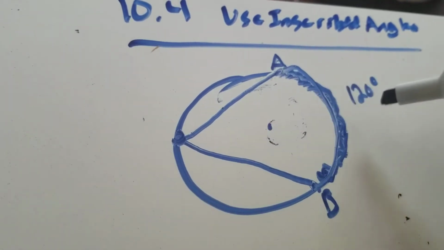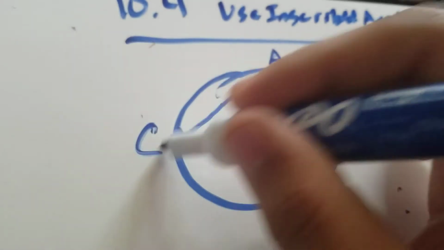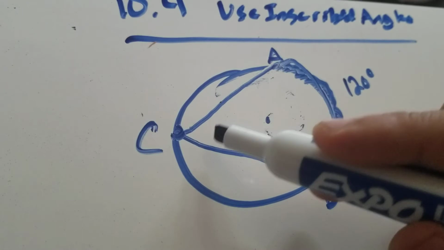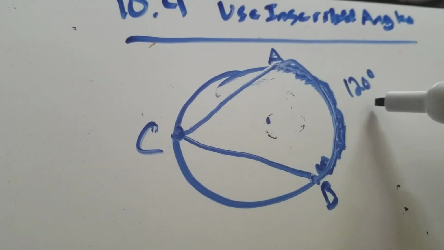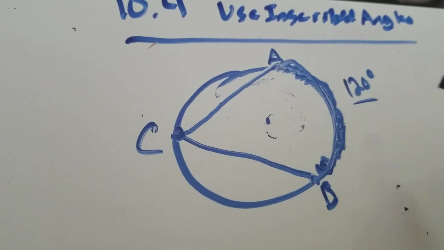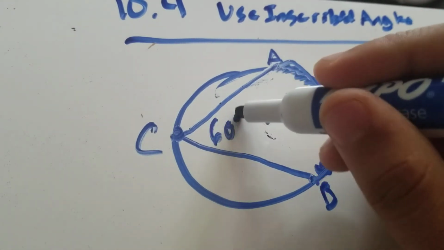So the relationship between an arc, and I need to put a C here, and its inscribed angle is this. An arc is always going to be twice as much as the inscribed angle. So if this is 120, this is going to be half of that, 60 degrees.